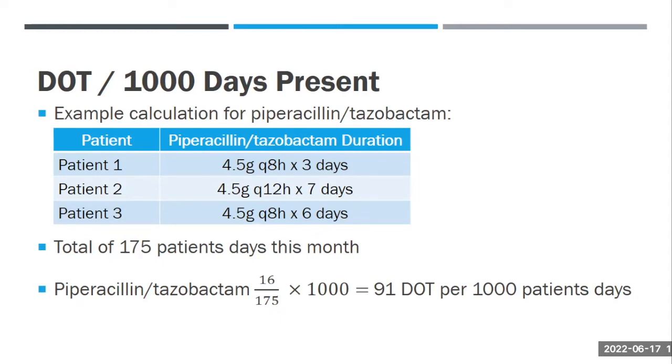So the way that an antimicrobial day is defined, the actual dose of the piperacillin for that day doesn't take into account. So there's no difference between the Q8 and the Q12 regimen. The patient still received a dose of piperacillin tazobactam that day. And so for the days present for this unit that we're going to be doing the calculation, there was a total of 175 patient days this month within that unit. And so we take the total of antimicrobial days, which would be 16, divided by 175 times 1,000 to provide that scale, the adjustment for the volume essentially. And we're left with 91 days of therapy per 1,000 patient days. So that's really behind the scenes what's happening to allow you to get that DOT number.